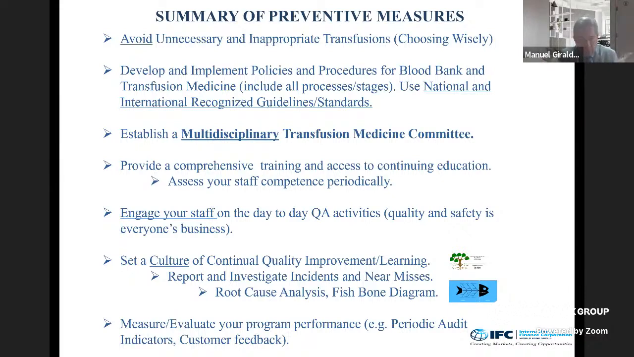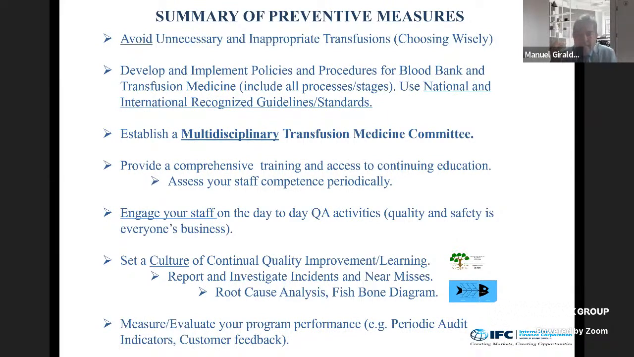And then the next one is, like I said, develop very good policies and procedures in the blood bank and transfusion medicine. Make sure to update them and use international guidelines from WHO, AABB, CAP, or from major accreditation bodies in the world, like JCI, Accreditation Canada, the UK, and Australia. Establish a multidisciplinary transfusion medicine committee. Provide training to your staff. Do a competency assessment: check if the people who are doing transfusion medicine are competent on an ongoing basis. Engage your staff in QA activities. And in many places, I think Nadine will talk about the transfusion safety officers.